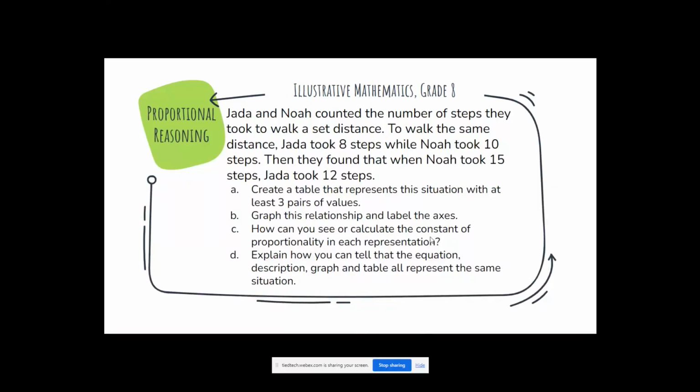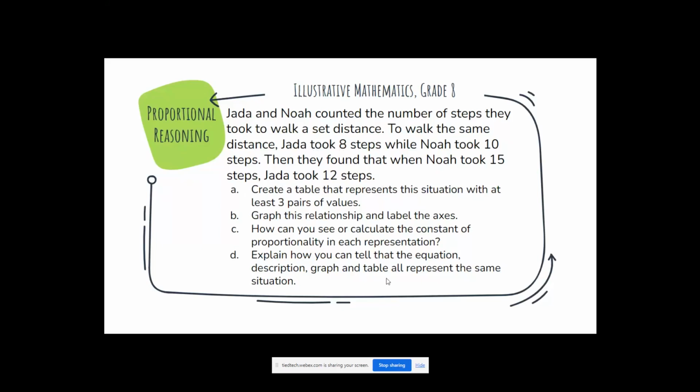So I pulled an 8th grade math problem from Illustrative Math to dive into proportional reasoning. And proportional reasoning is a hot topic for 7th and 8th grade. So I'm going to look at this problem to start. Jada and Noah counted the number of steps they took to walk a set distance. To walk the same distance, Jada took 8 steps while Noah took 10. Then they found that when Noah took 15 steps, Jada took 12 steps.